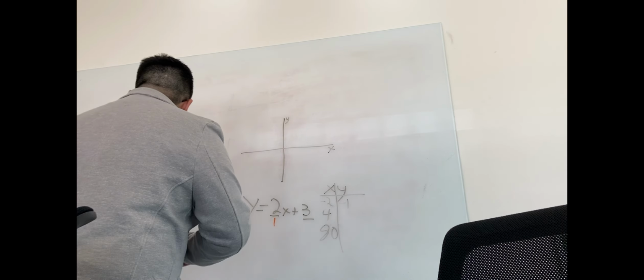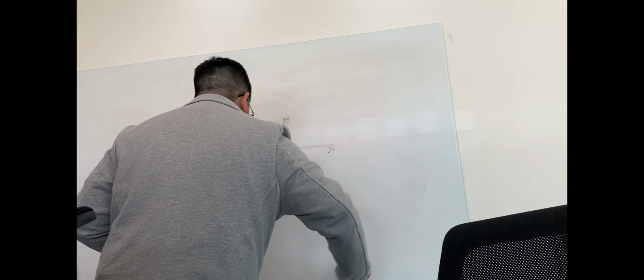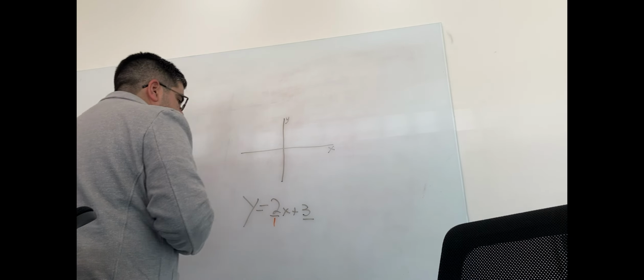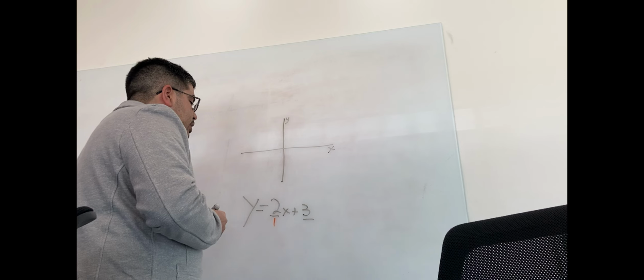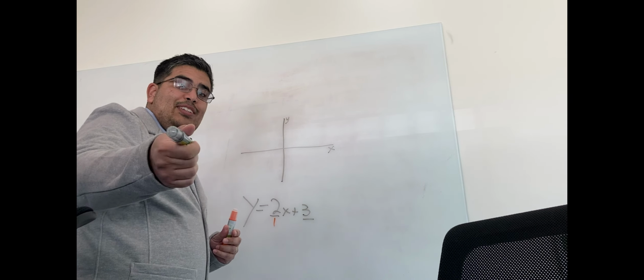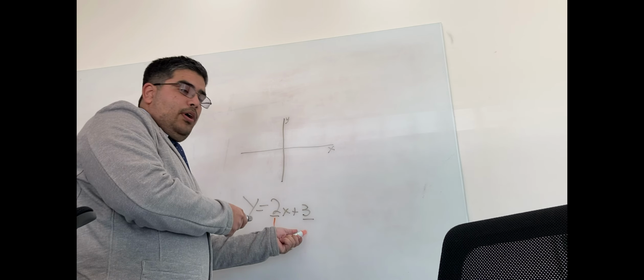There's an easier way to graph slope-intercept form. Way easier. You don't need to worry about that x and y table. To graph a slope-intercept form, what you need to do is look at the y-intercept first. This one doesn't have an x. That's the y-intercept.